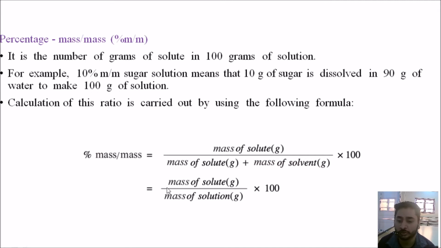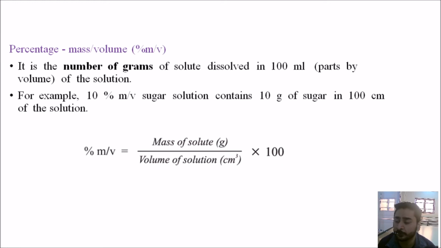Okay, so the formula is very simple. The formula is mass of solute divided by mass of solute plus mass of solvent. So mass of solute plus mass of solvent is the mass of solution. Okay, and as numerator you have written mass of solute, and you multiply the total thing with 100. Then that way you're going to get the percentage. So it's simple. The second way is mass by volume percentage.